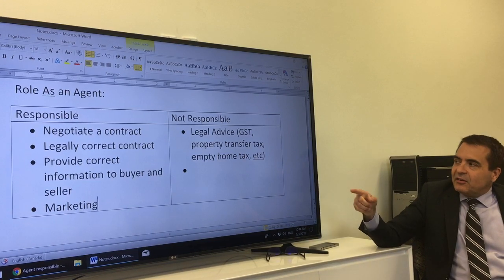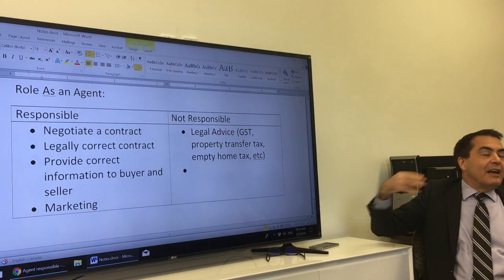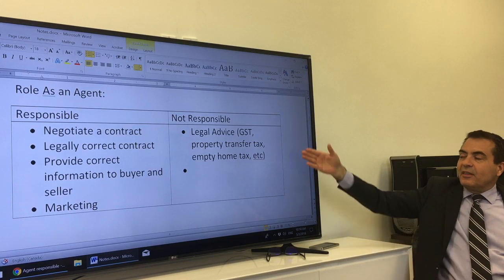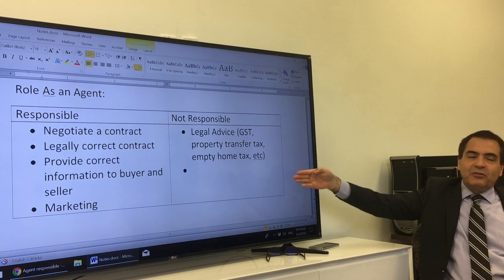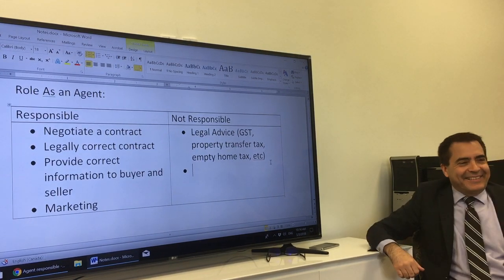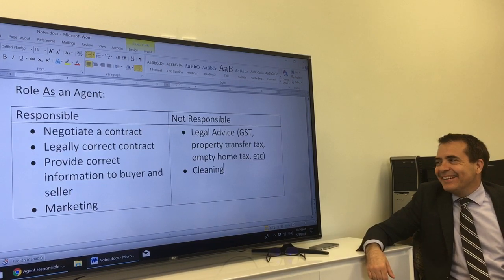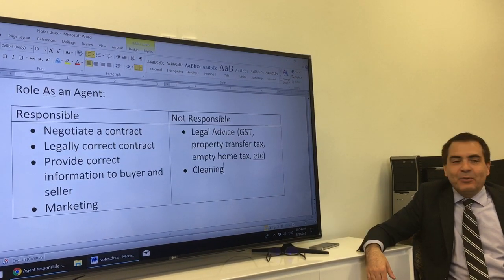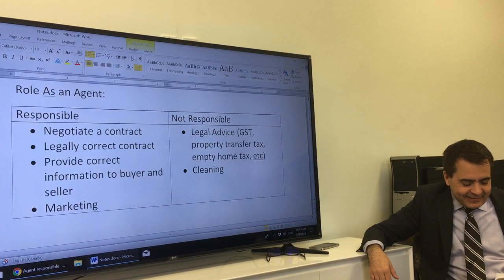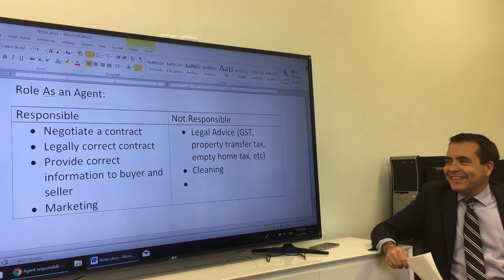If you think of something else, you can add it. But there are many things that agents become responsible for that I think they're not responsible for. One of them is the temptation to give legal advice. What's a couple other things? Cleaning the carpet. Cleaning the house. Okay, cleaning. What's something else? Staging. That was the second on my list.